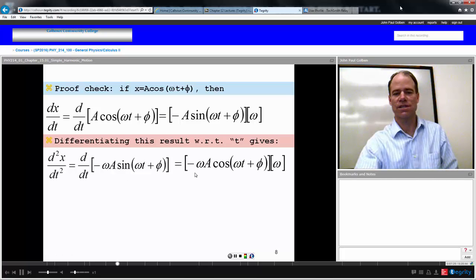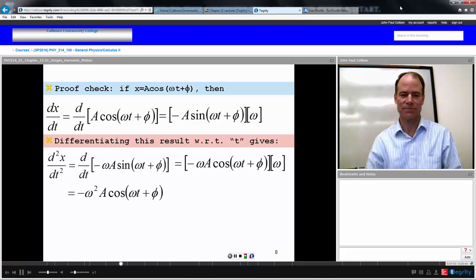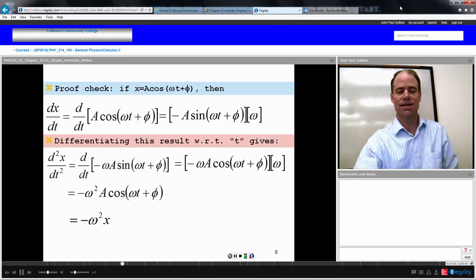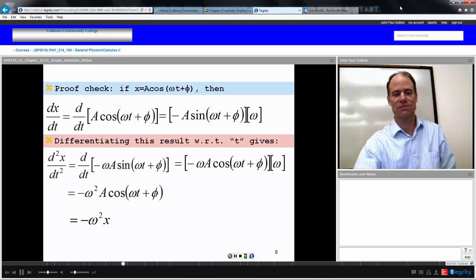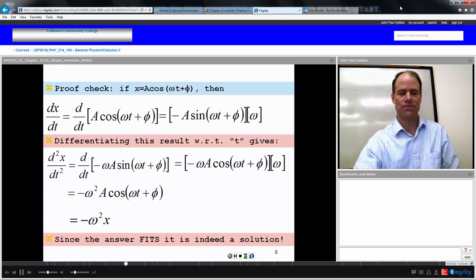The derivative of the sine is the cosine, and by the chain rule I have to take the derivative of what's inside the function as well, giving me another omega. So now I have a negative omega squared, A cosine omega t plus phi. But I recognize that the A cosine omega t plus phi is my x. So this is equal to negative omega squared times x. And just by substituting in, I have proven that A cosine omega t plus phi is indeed a solution of this differential equation. So since the solution fits, it must indeed be a solution.